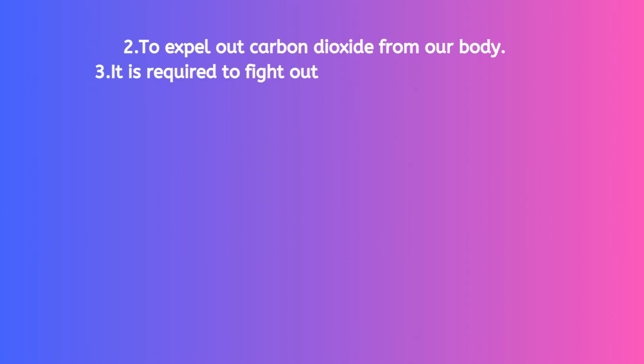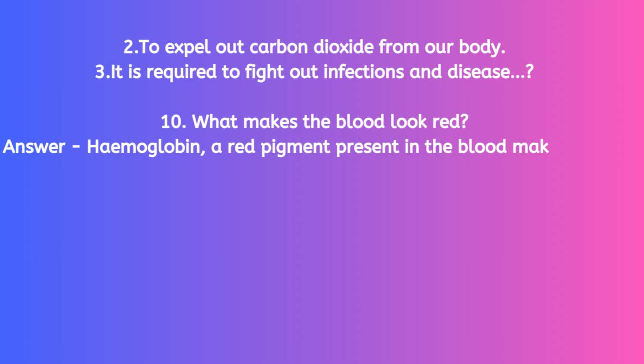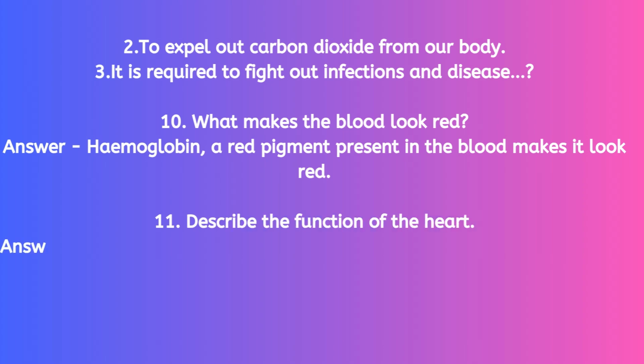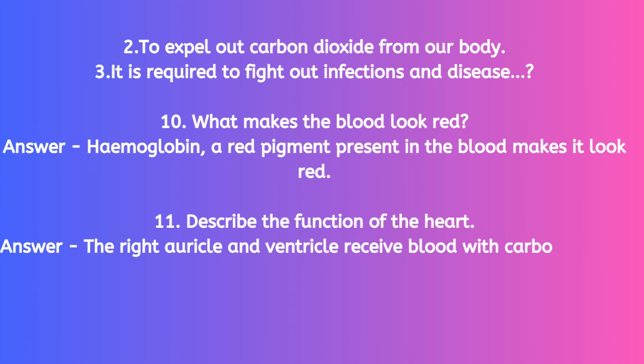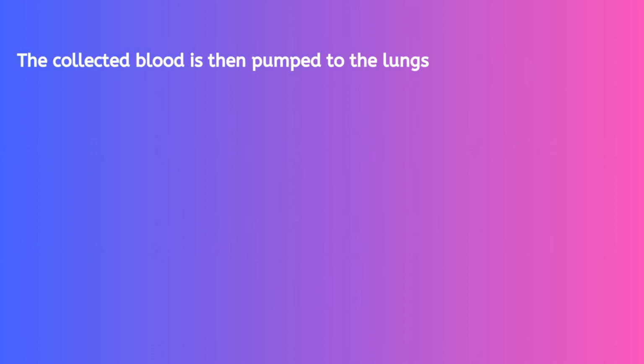9. Why is blood needed by all the parts of a body? Answer. We need blood for the following reasons. 1. For transport of oxygen to all parts of our body. 2. To expel out carbon dioxide from our body. 3. It is required to fight off infections and disease. 10. What makes the blood look red? Answer. Hemoglobin, a red pigment present in the blood, makes it look red.